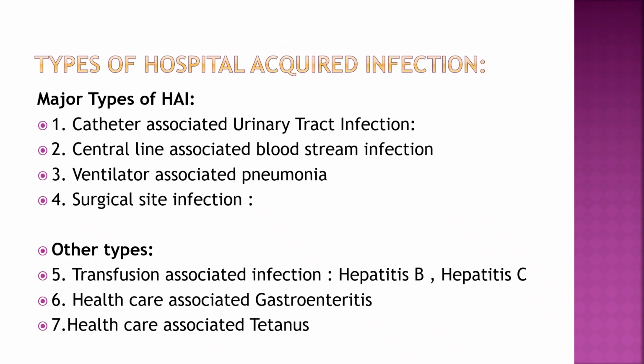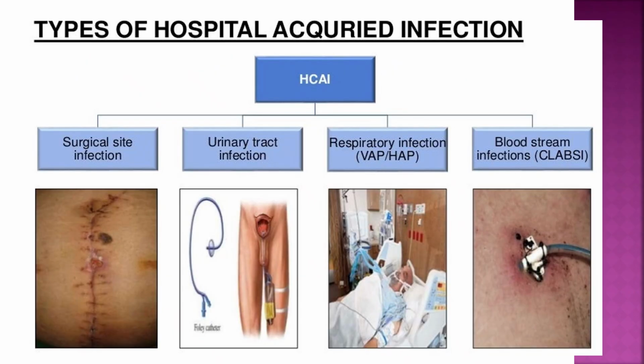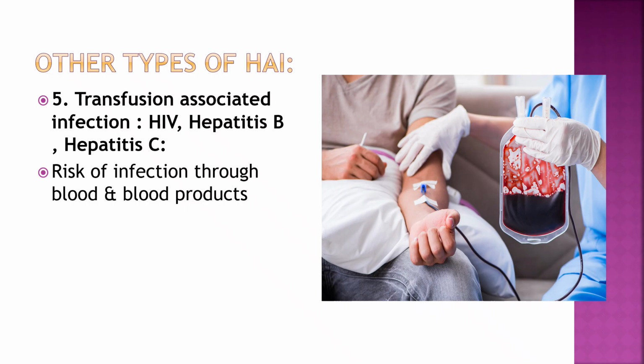Then we'll see types of hospital acquired infection. They are divided into major types and other types. Major types can be catheter associated urinary tract infection, central line associated bloodstream infection, ventilator associated pneumonia or surgical site infection. And then other types can be transfusion associated infection, healthcare associated gastroenteritis or healthcare associated tetanus. Transfusion associated infections are like HIV, hepatitis B, hepatitis C, a risk of infection through blood and blood products.